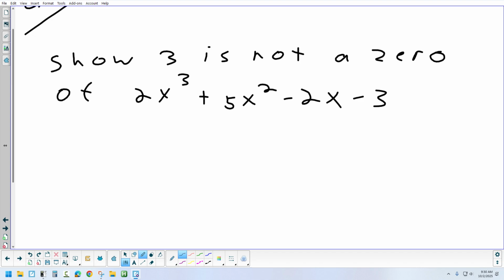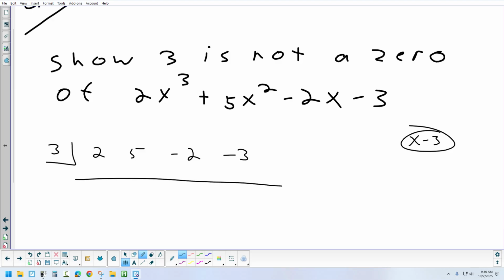But yes. Yeah? Show that x minus 3 isn't a factor. Okay, let's show that that is not a factor. So all we have to do is do the division and hope we get a remainder that's not 0. And then that'll prove that's not a factor, which proves that's not a root. So 3 on the outside, 2, 5, negative 2, negative 3.